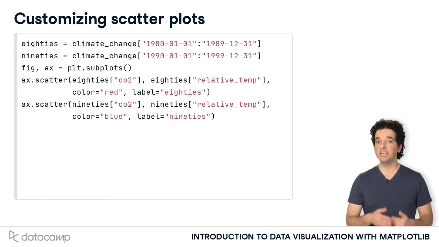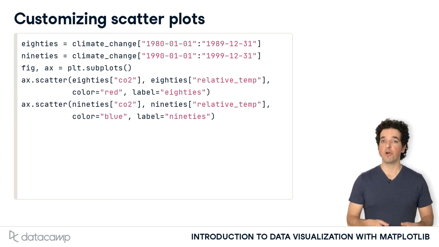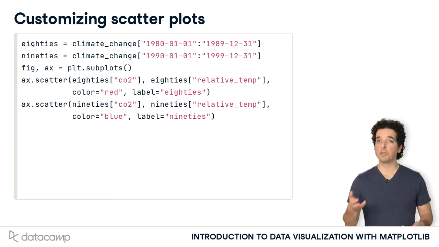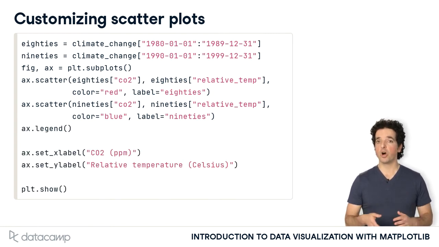Then, we add each one of these data frames into the axes object. First, we add the data from the 80s. We add customization. We set the color of the points to be red, and we label these data with the string 80s. Then, we add the data from the 90s. These points will be blue, and we label them with the string 90s. We call the legend method to add a legend that will tell us which data frame is identified with which color. We add the axis labels and call plt.show.